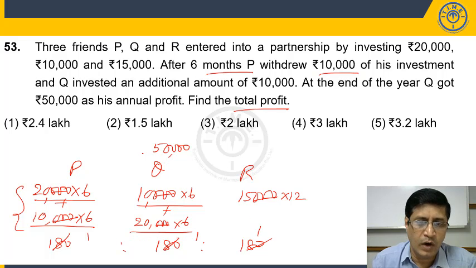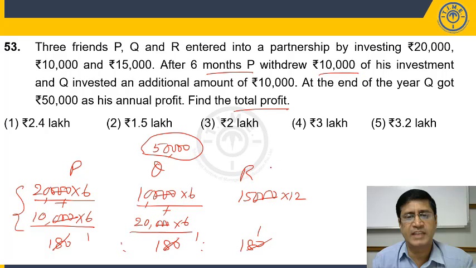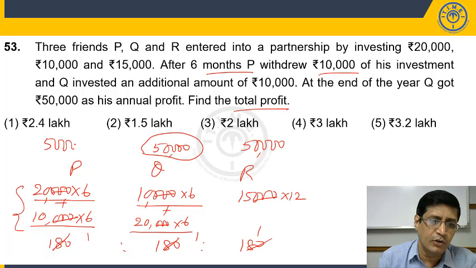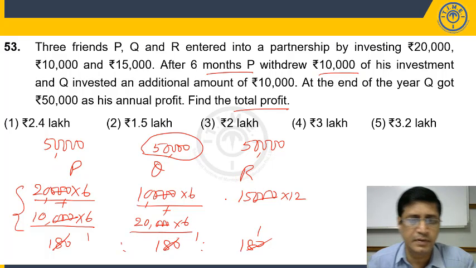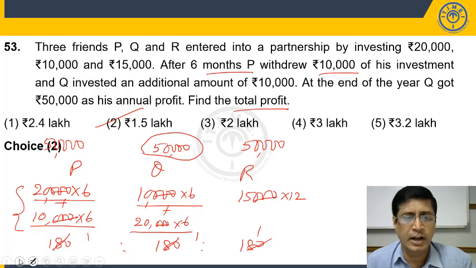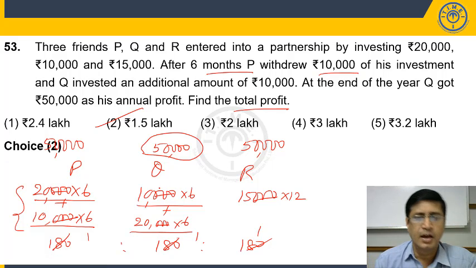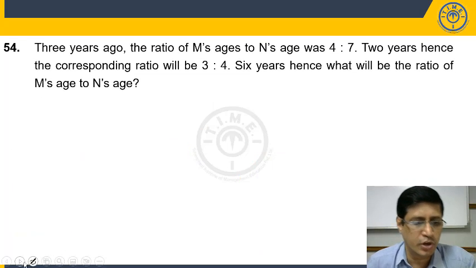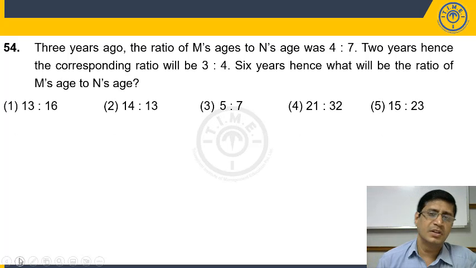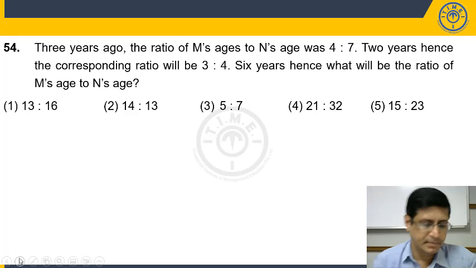1:1:1 means if one partner got 50,000, other partners will also get the same 50,000. 50,000, 50,000, 50,000, the sum of these values is the answer. That is 1.5 lakh. Option number 2. Second choice is the right choice. The profit sharing ratio is the same here. Hence, one part is equal to 50,000. 3 parts is equal to 1.5 lakh. Now look at the next example on your screen.